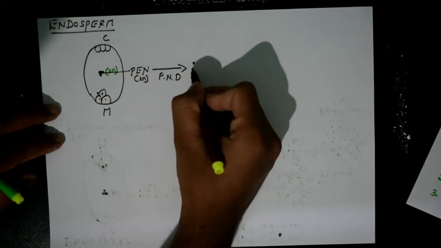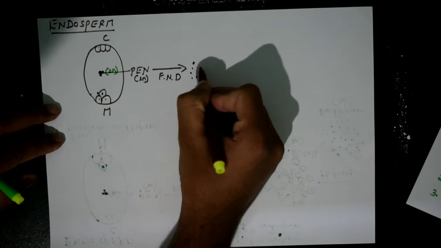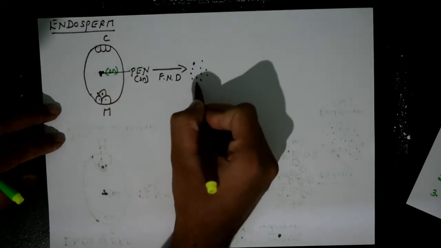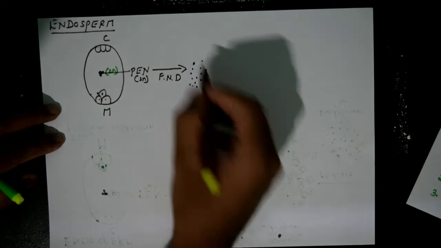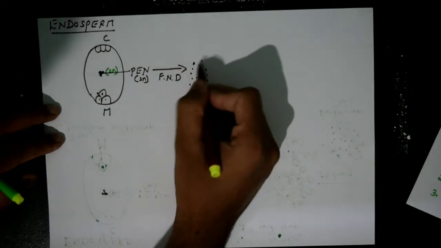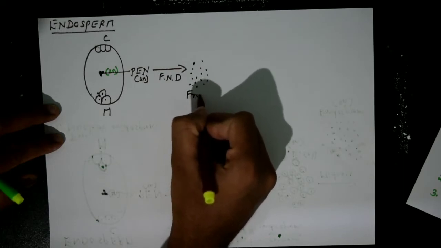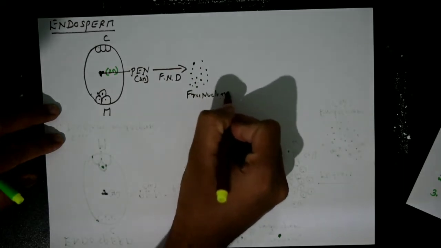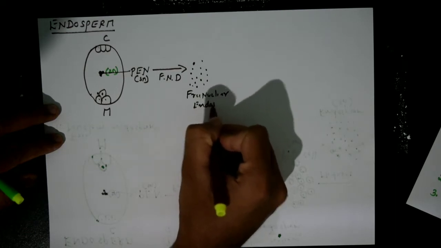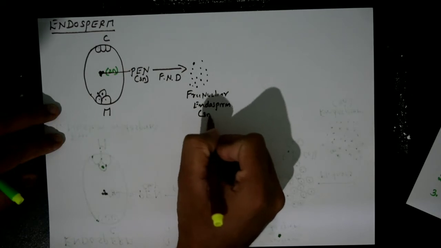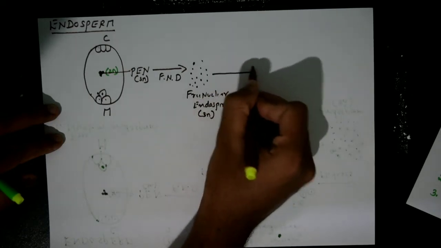Okay, so as a result of free nuclear division, what will happen? This one particular primary endosperm nucleus starts producing many nuclei, and these are all free actually. That means there is no cell wall around it. And what do you call this? You call it free nuclear endosperm. You may get this question, what is the ploidy of free nuclear endosperm? That is 3n.